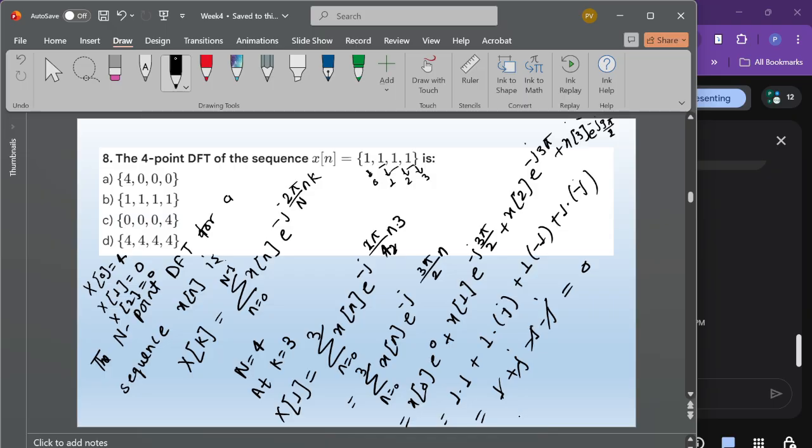Okay. So X of k, that is the DFT of the sequence, you will get 4, 0, 0 and 0. Okay. So from here option A is the correct answer for this question. So this is the procedure to calculate a DFT. This is the formula for calculating the DFT. Just put the values for each k and calculate.